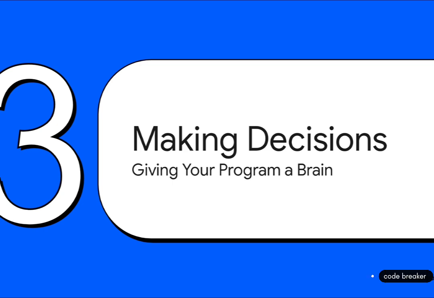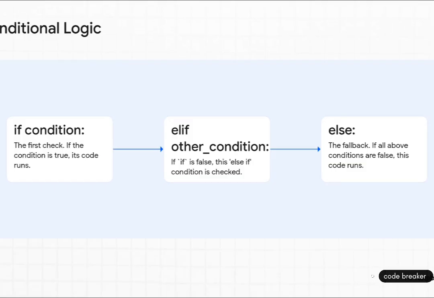How do we get our code to be smart, to react differently based on what's happening? How does it make decisions? We do this with something called conditionals, and honestly, you use this logic every single day without even thinking about it. You start with if. If it's raining, I'll grab an umbrella.